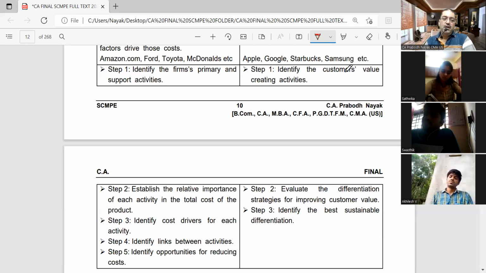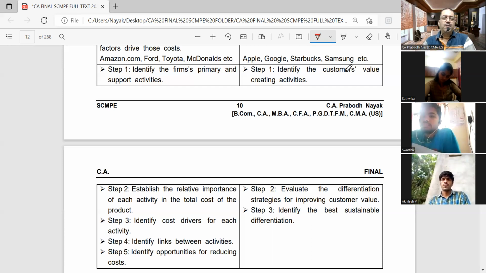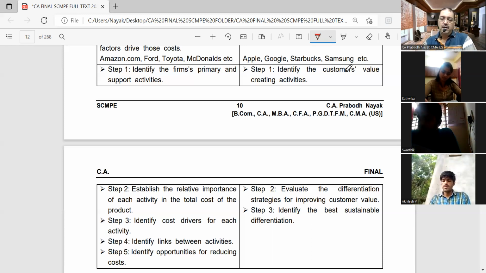Next, studying differentiation advantage. The total question had been asked for 10 marks. If they ask you only the first part, that is only the cost advantage, then it is about 6 marks or 8 marks. Total question is what? 10 marks. Differentiation advantage. Step number 1.